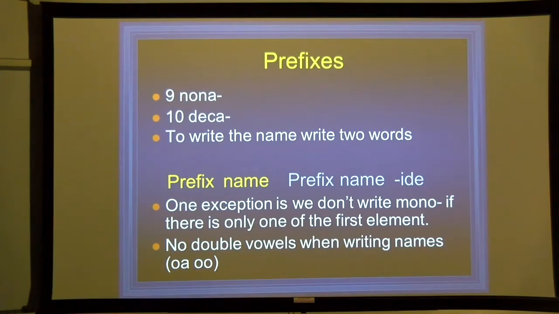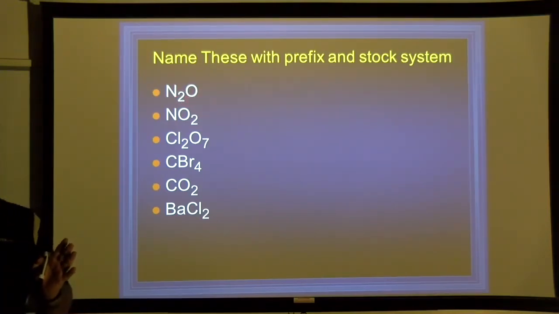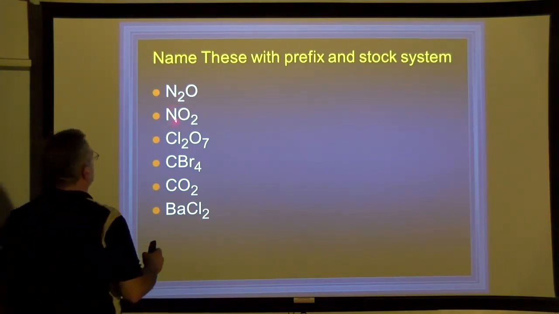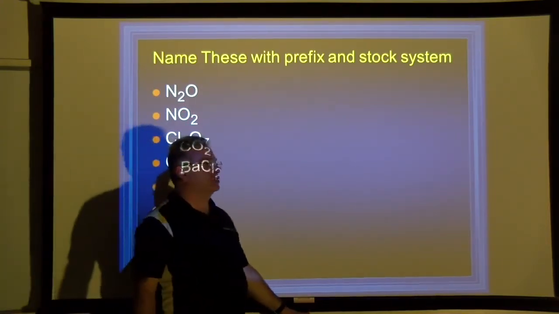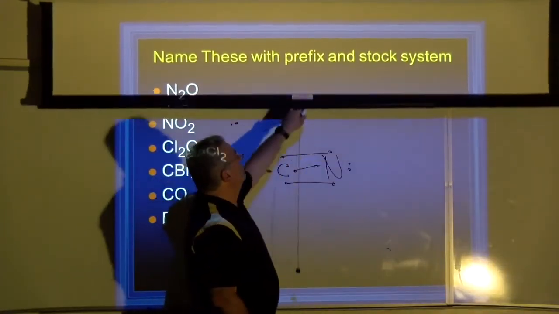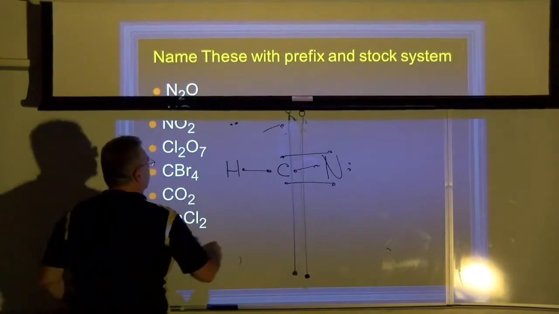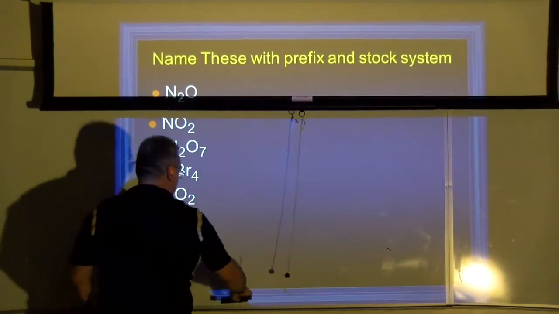You don't typically use mono for something other than oxygen. So for example, this one using prefixes would be called dinitrogen monoxide, right? And this would be nitrogen dioxide using prefixes. But unfortunately, on the Regents, they not only want you to know how to use the prefix to name a molecule, but they also want you to know how to use the stock system or the Roman numeral system to name a molecule. Okay, so we're going to address that immediately.